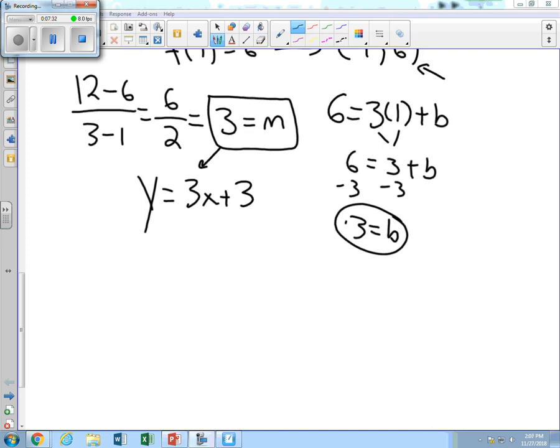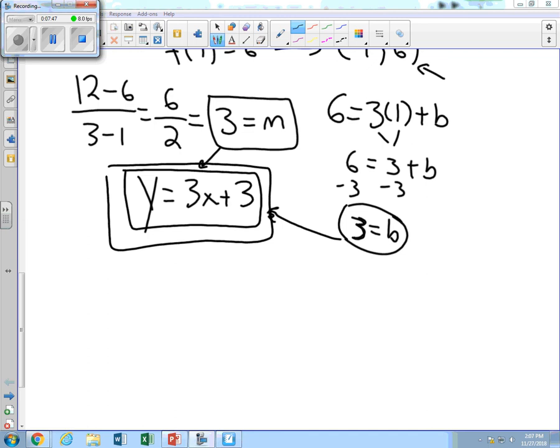This one's 3 because m equals 3, and this one's 3 because b equals 3. Don't worry about that little dot right there. They happen to both be 3. That's just a coincidence. Don't think of it as anything mathematically. So that is your final answer.